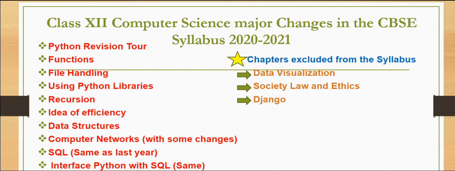Then interface Python with SQL, it's basically the connectivity of Python, the front end with the back end. So you will understand the connectivity of Python with SQL. Now the chapters which has been excluded from your syllabus. First is data visualization, then society, law and ethics. I've already told you it has been added to class 11 syllabus, and then Django.